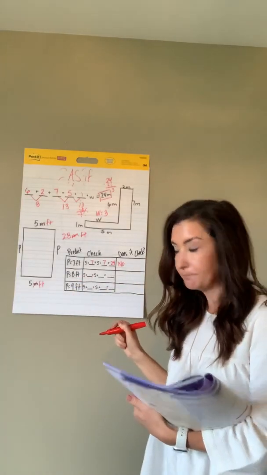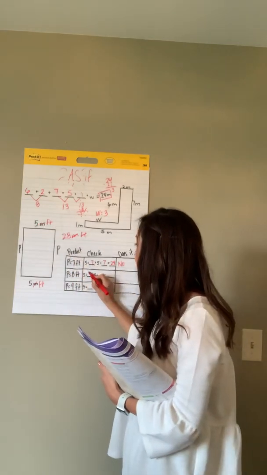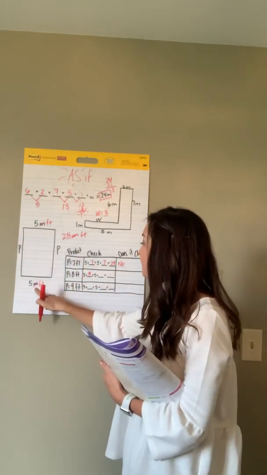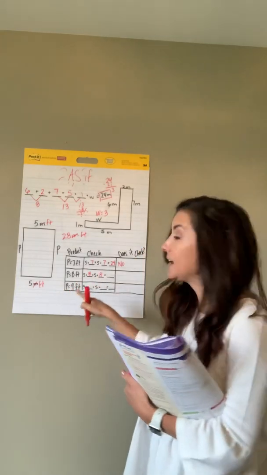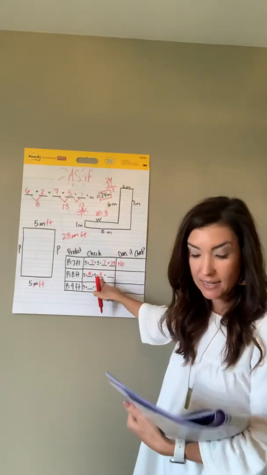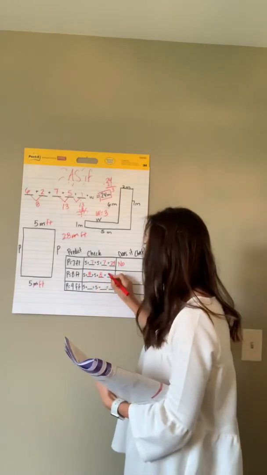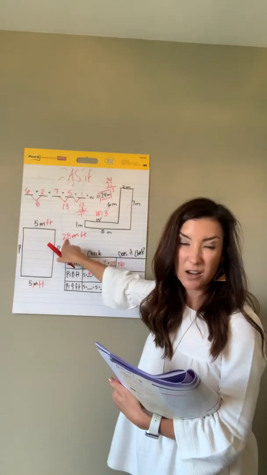Are you ready for 8? So 5, which is here, plus 8, plus 5 plus 8. Well, again, 5 and 5 is 10. 8 and 8 is 16. 16 plus 10 is 26. Our perimeter needs to be 28. So does that work? No.